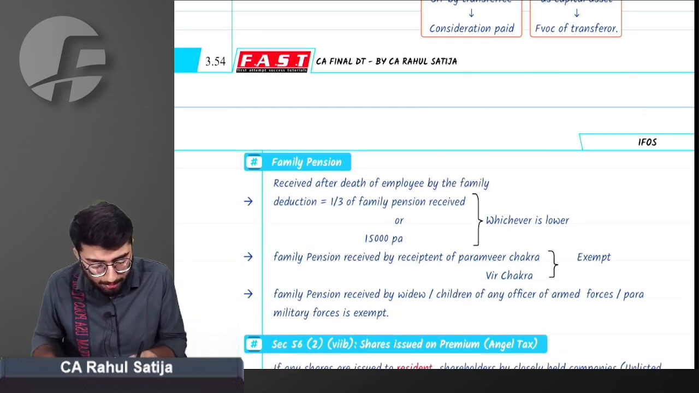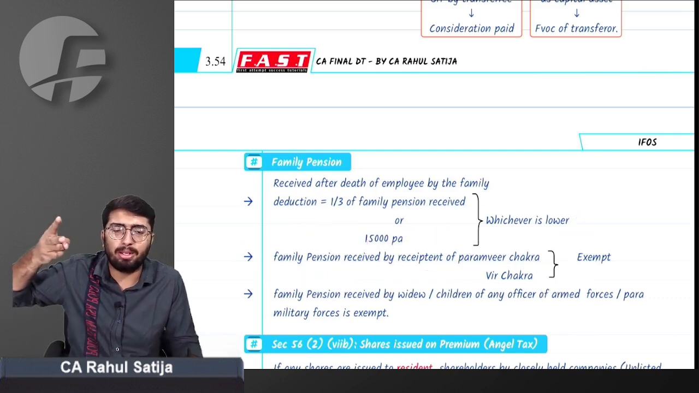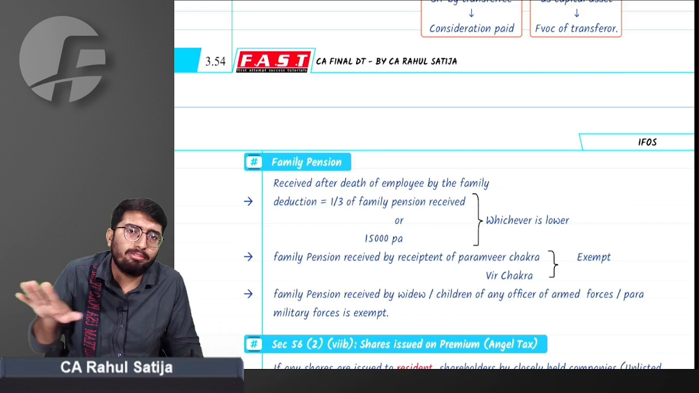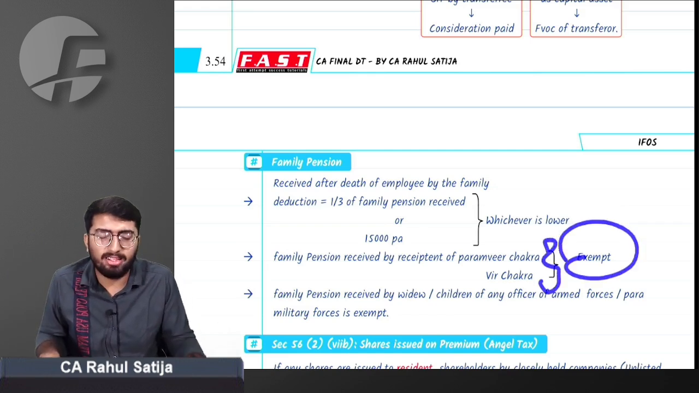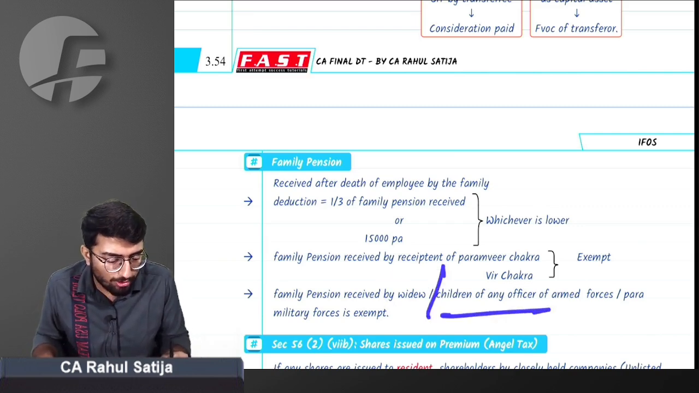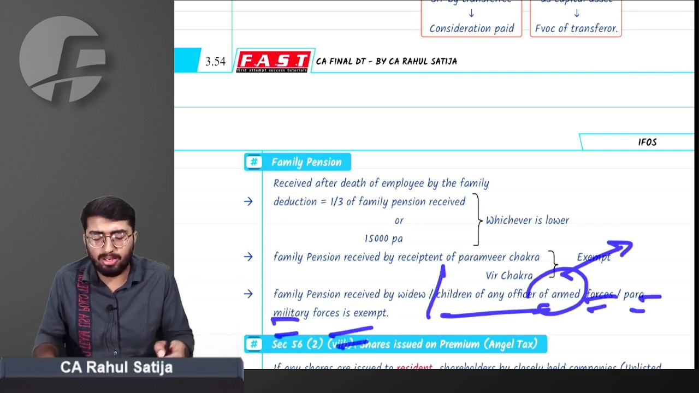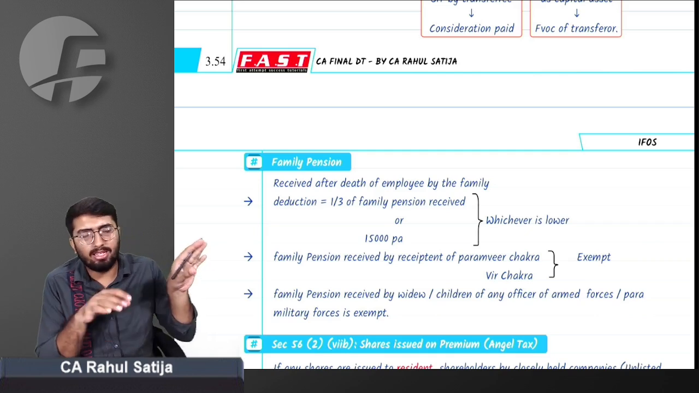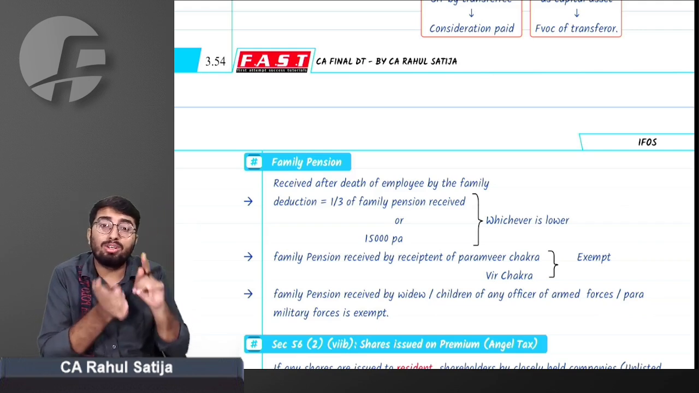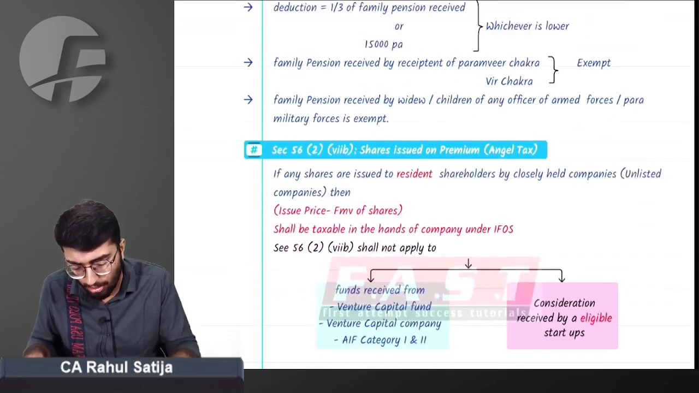Next, if family pension is received by the recipient of Param Vir Chakra or Vir Chakra, these are chakras given to army persons. If a person who dies has been honored with Param Vir Chakra or Vir Chakra, any family pension received by their family will be exempt. Or any family pension received by the widow or children of an officer who was in the armed forces or paramilitary forces will also be exempt. For example, if any person in the armed forces or paramilitary forces dies, and family pension is received on account of his death by his wife or children, then the family pension received will be completely exempt. This was all about family pension.